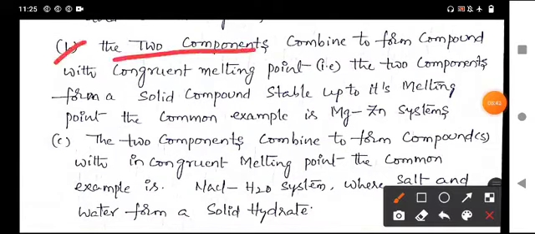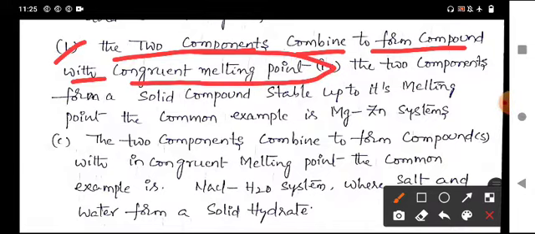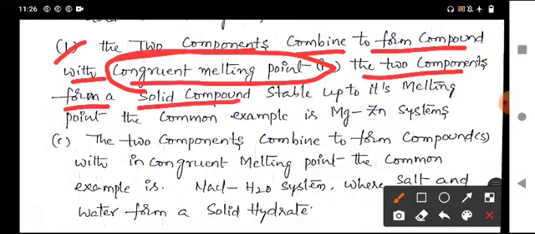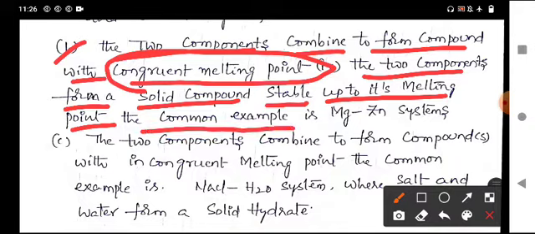Next one: the two components combine to form a compound with a congruent melting point. What is the congruent melting point? It is the melting point of a compound which is formed from the two components. The two components form a solid compound and it is stable up to its melting point. The common example is the magnesium and zinc system.